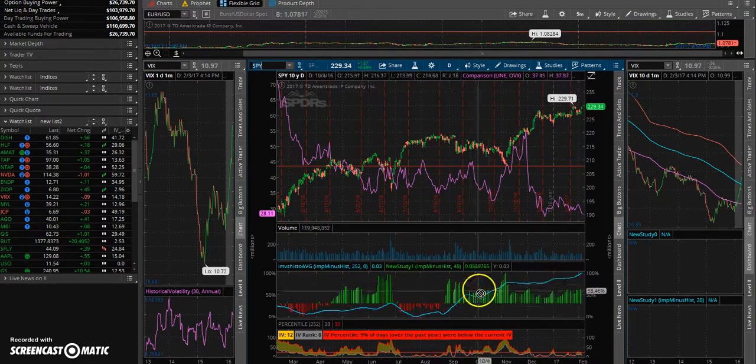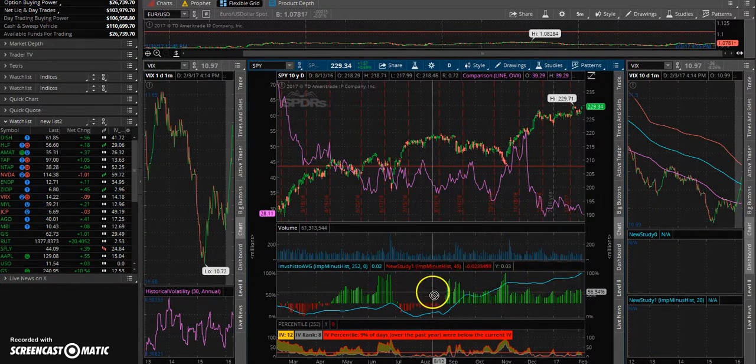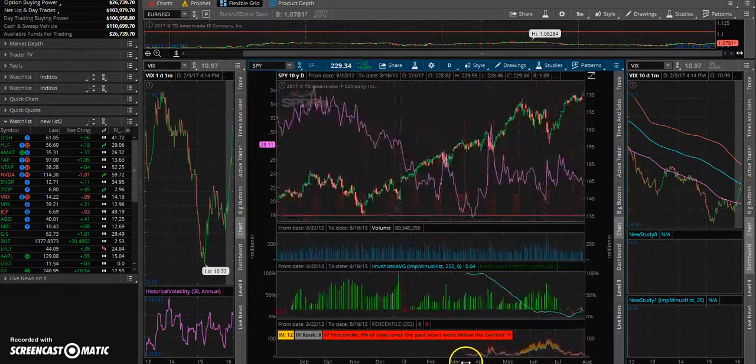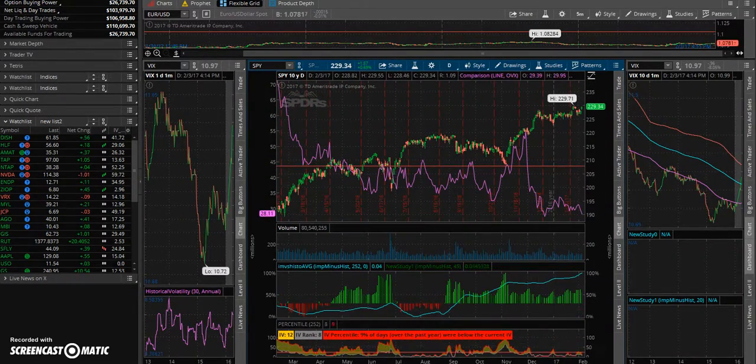It's the blue line here. I had to make it myself. The green one is just implied minus historical over 45 days. I think that one is in the platform, but I'm not sure. If anything, I'll post it on the forums too. But you can use this.